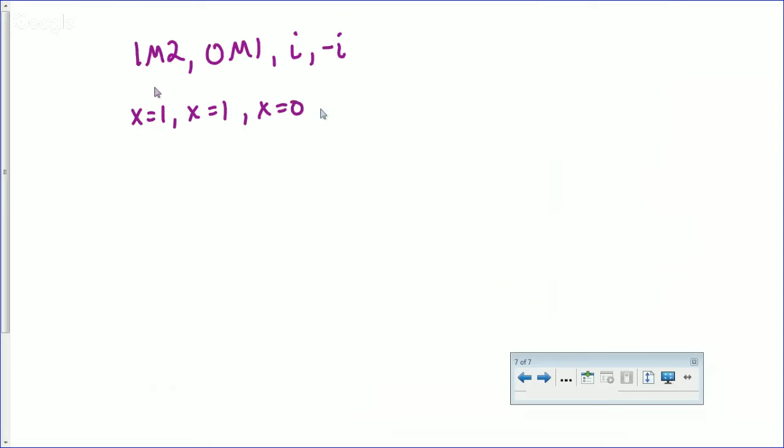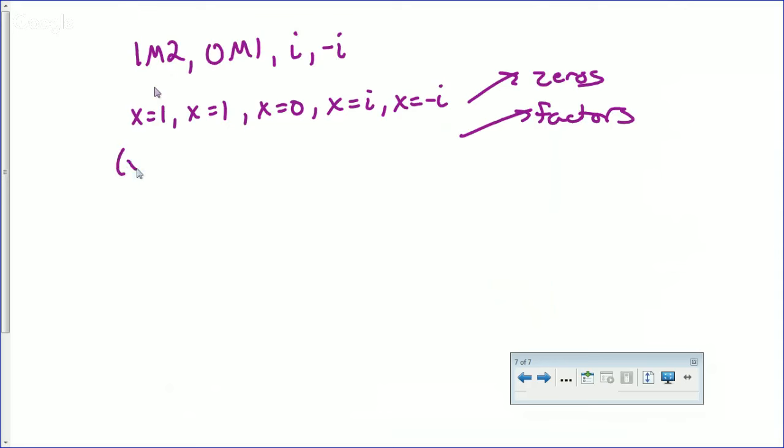So find the equation of smallest degree with zeros, 1 multiplicity of 2, 0 multiplicity of 1, and i. Well, if i is a 0, then negative i is also a 0. So this tells me that x equals 1, x equals 1, x equals 0, x equals i, and x equals minus i. So those are the zeros. And if those are the zeros, I need to know the factors. So the factors would be x minus 1, x minus 1, x, x minus i, and x plus i.